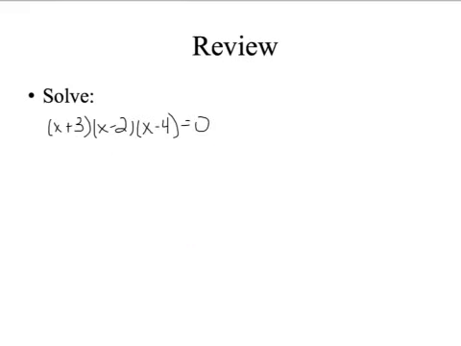The next review problem. We want to solve the polynomial x plus 3 times the quantity x minus 2 times the quantity x minus 4. So you might be thinking, okay, what was this original polynomial? Well, we have three factors, so it's probably going to be a degree 3. Now to solve this, it goes back to the zero product property.